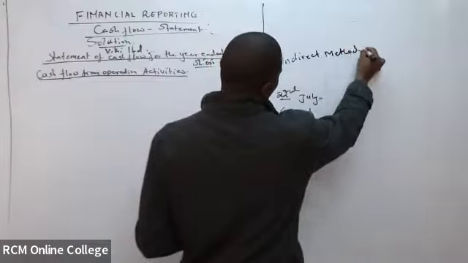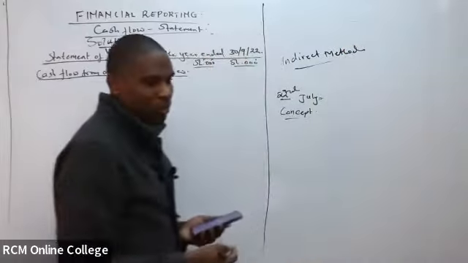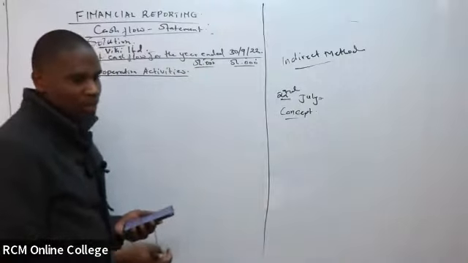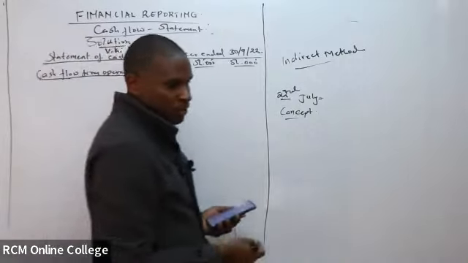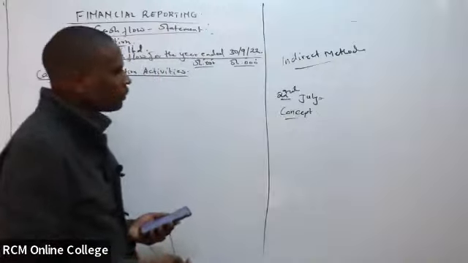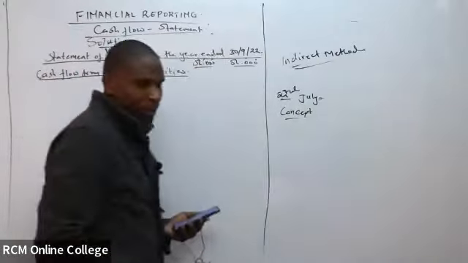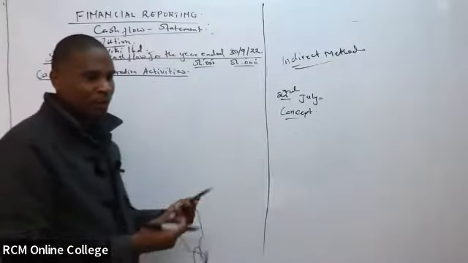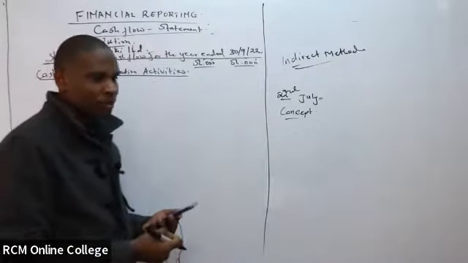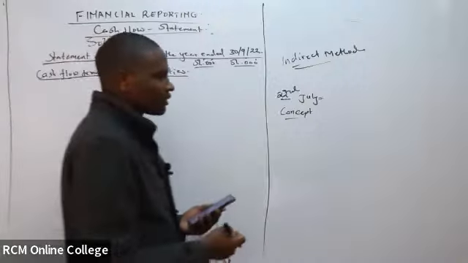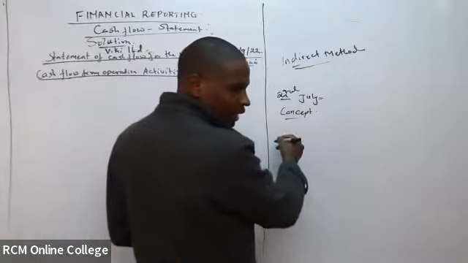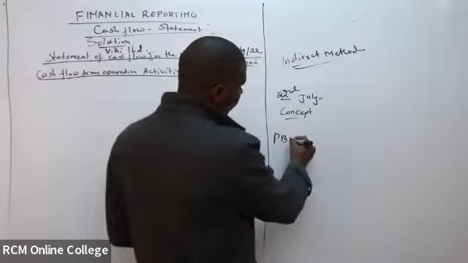Now I want somebody to tell me, when I'm using the indirect method, what do I start with? Let's be aggressive here. Profit before tax. Asante Hudson. These people are good. Profit before tax.